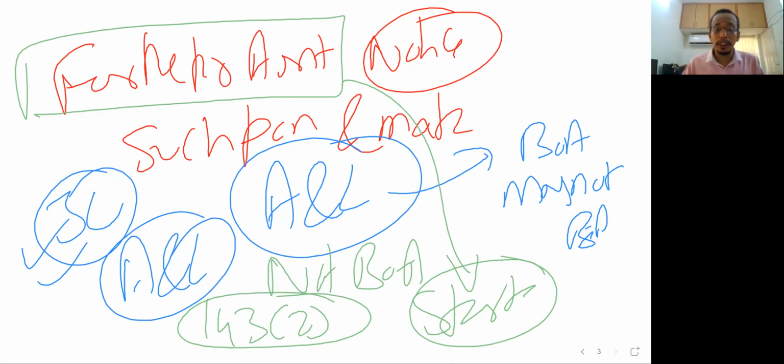Section 2, subsection 8 states, assessment includes a reassessment. Therefore, it can be for the purpose of assessment or for the purpose of reassessment.